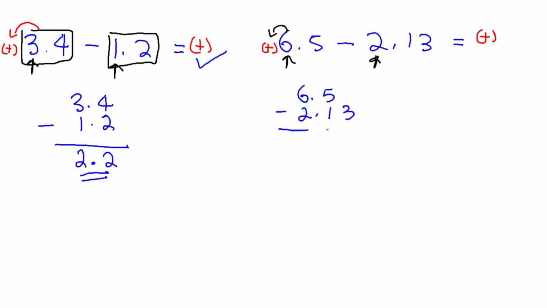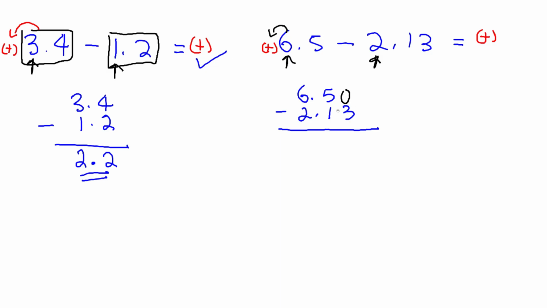Now here's where many make mistakes, because some will simply bring down the 3. That's wrong. What you need to do next is to look for empty spaces. There's an empty space here, so you need to fill in with a 0. Fill in all the empty spaces, especially after the decimal, going to the right, with zeros. It'll be easier to subtract.